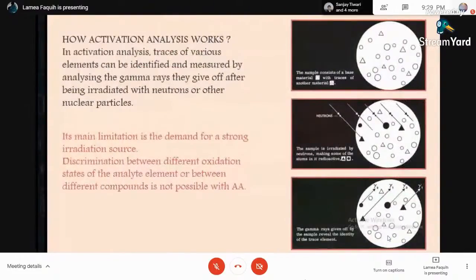So, how does activation analysis actually work? This is a rough idea to understand how activation analysis works. Let us say we have a sample. I'm explaining from the diagram over here. Let us say we have a sample that consists of some triangles and some circles. Now, I am irradiating this sample with some neutrons.